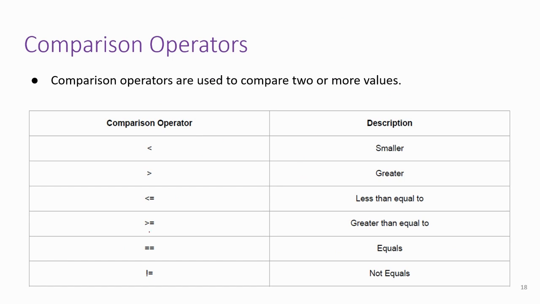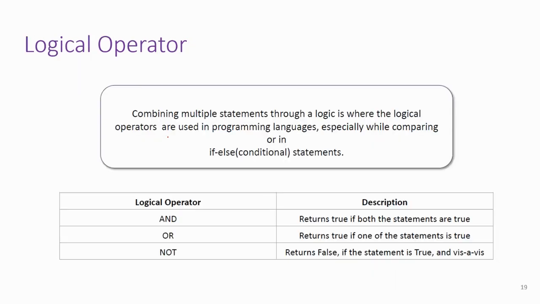These operators are used for comparison between different values. This is less than, this is greater than, this is less than or equal to, greater than or equal to. We will see these operators whenever we work on some problems. Now we have some logical operators. AND operator is there, OR operator is there, NOT operator is there. We will see them one by one in our following classes.